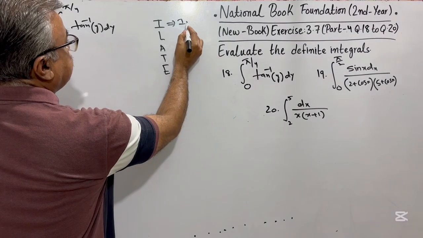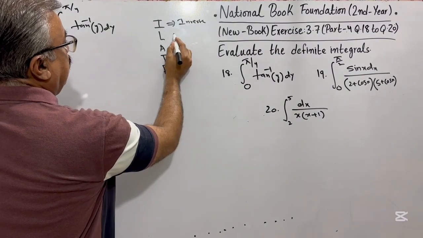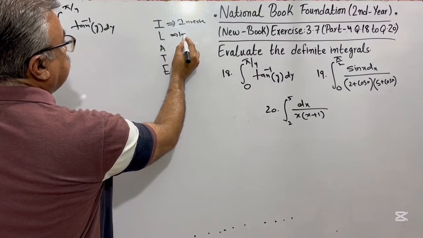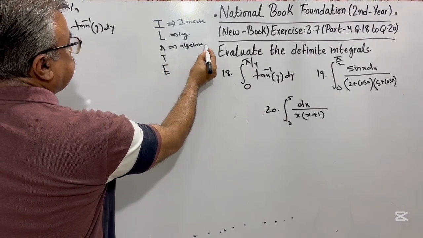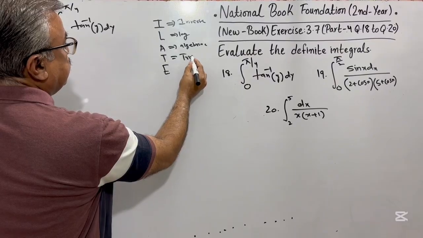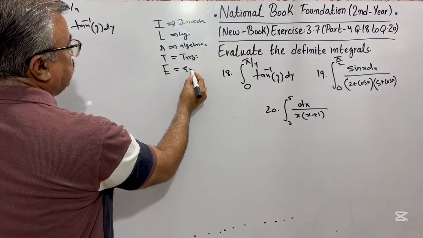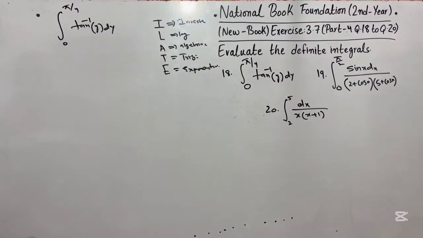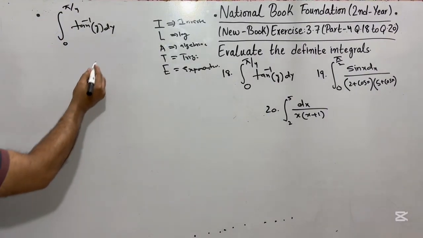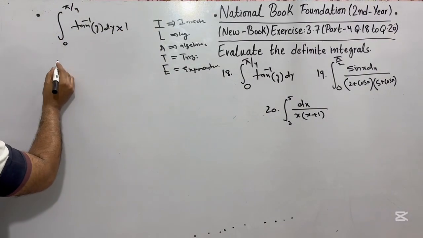I stands for inverse, L for logarithmic function, A algebraic, T trigonometric, E exponential. We are familiar with this from several times. How to generate the second one? We have the helping hand of 1.